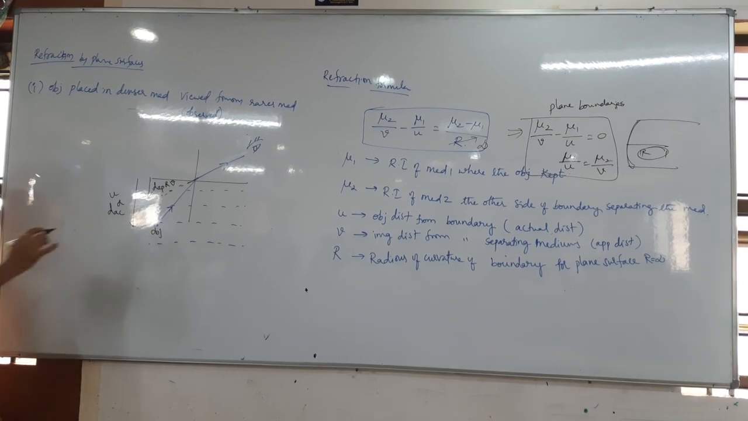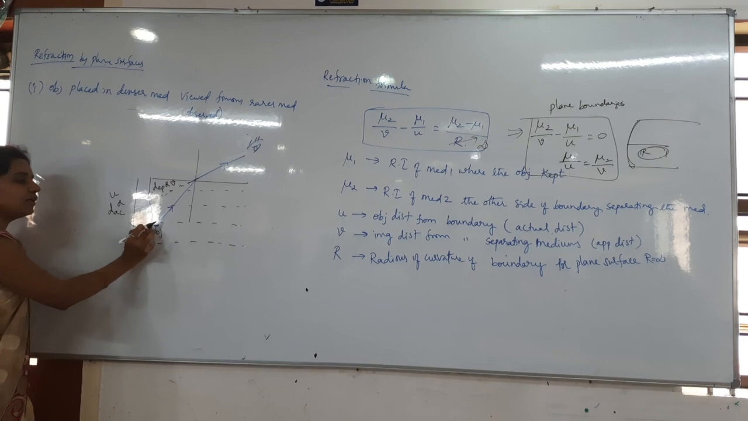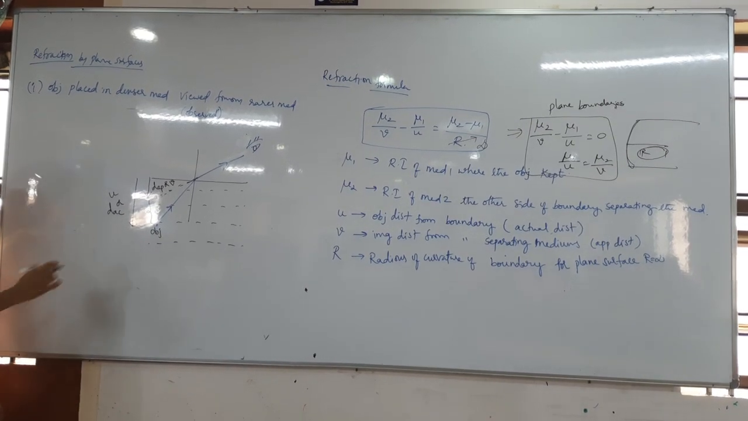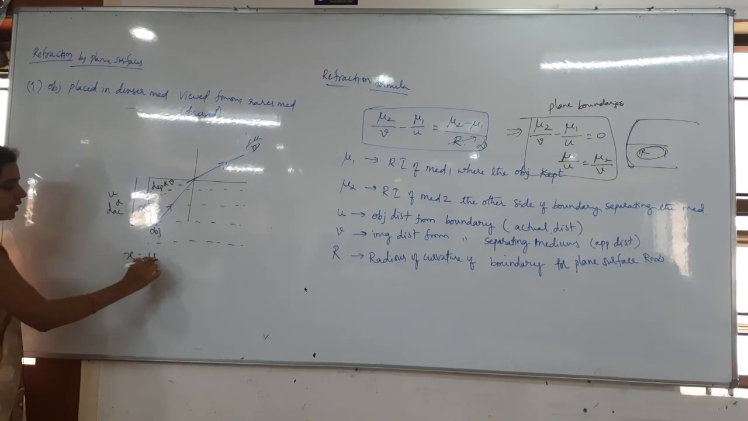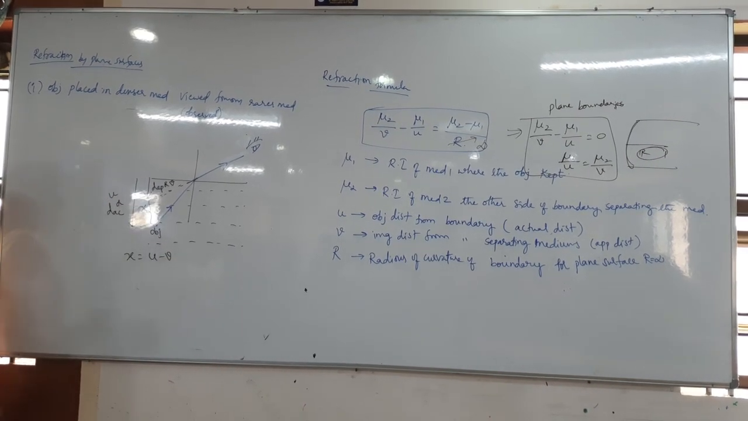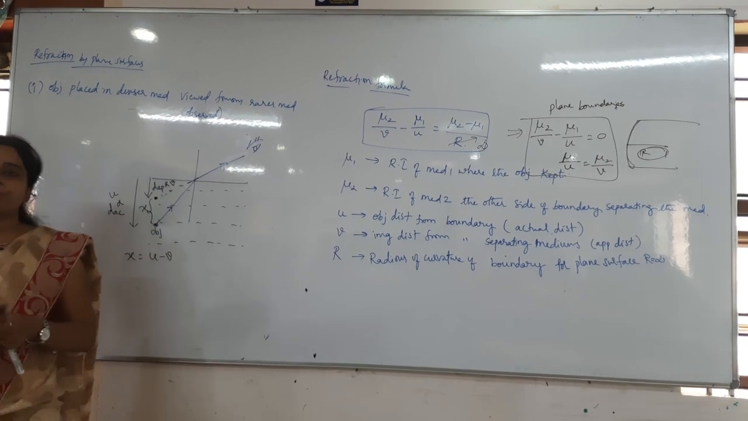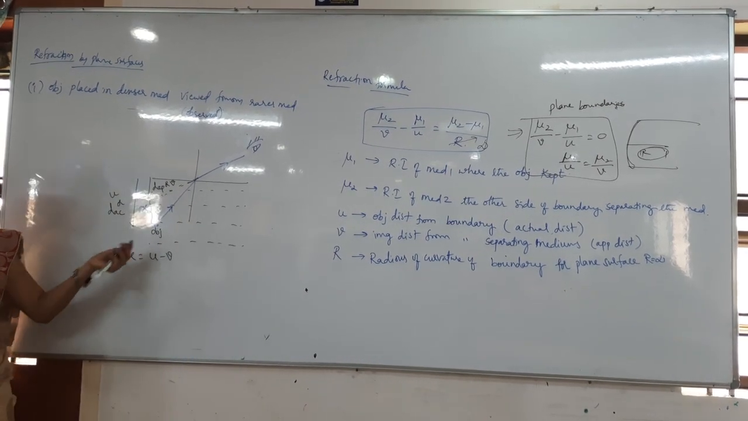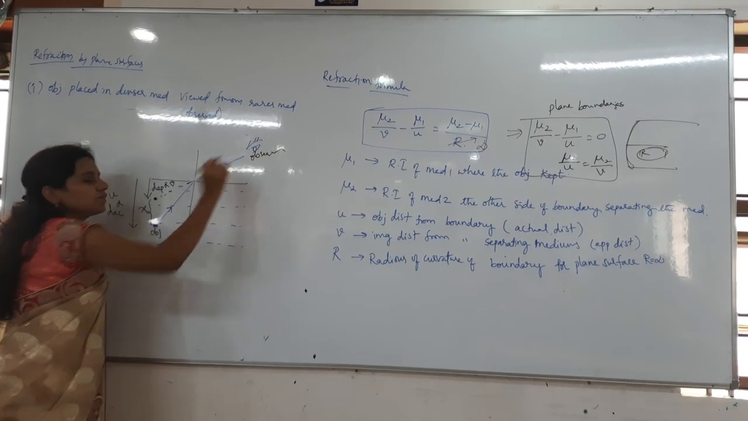Now what is the shift? Apparent shift, what can I write? The shift of this one from the real place to the appearance place. So I can write it as x. x is equal to u minus v, otherwise DAC minus DAP. Anything is correct. So whenever the object is placed in the denser medium, it appears like it is having less depth. How is it possible? I kept the object here and the observer is here.